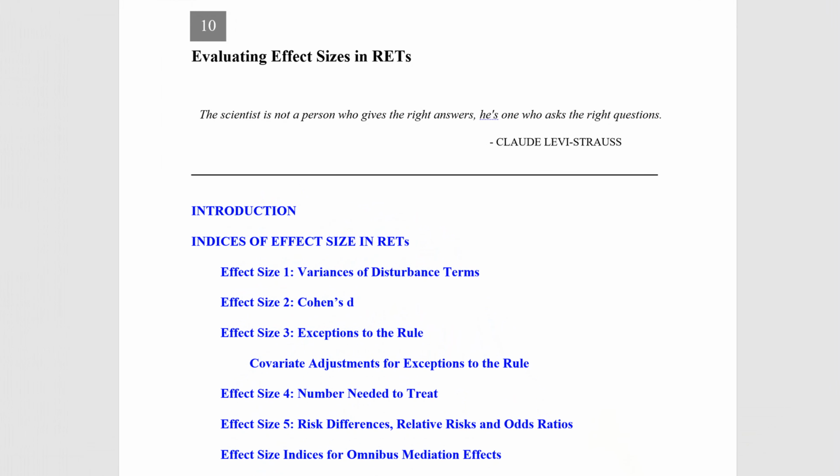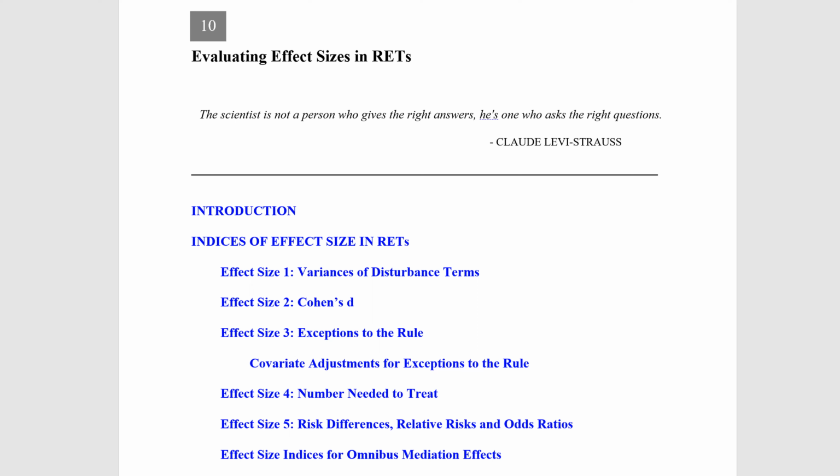In this chapter, I consider issues related to documenting and interpreting effect sizes for mediation analysis in RETs. This is a challenging topic that unfortunately has not received enough attention in the context of RETs.